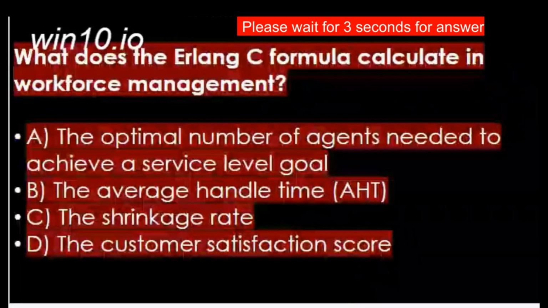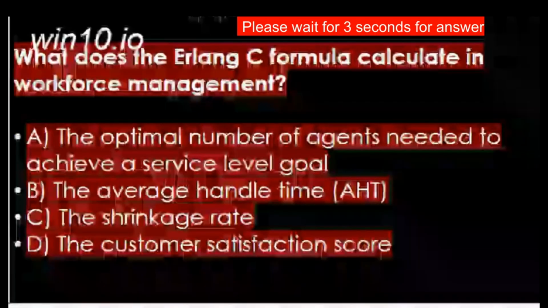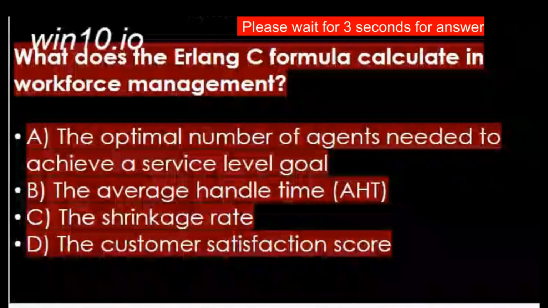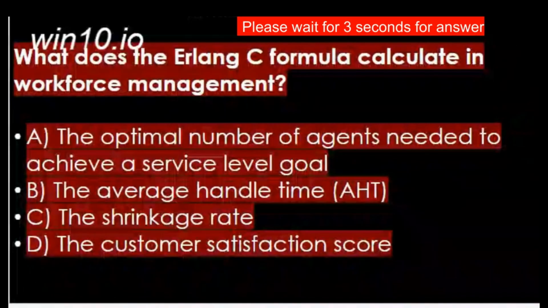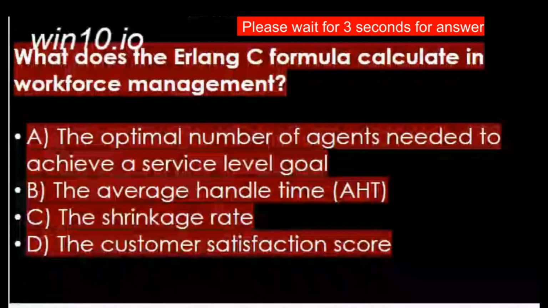Next question we have, what does the Erlang C formula calculate in workforce management? Option A, the optimal number of agents needed to achieve a service level goal. Option B, the average handle time. Option C, the shrinkage rate. Option D, the customer satisfaction score.